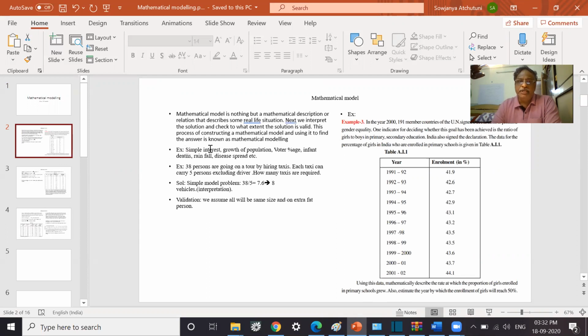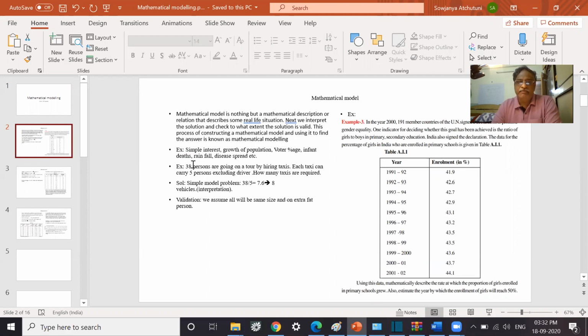Let us say, suppose there is simple interest. If I deposit an amount in a bank, what is the interest it is earning? We know PRT, so simple interest is equal to PNR by 100. That is a mathematical relation. Like growth of population, voter percentage, infant deaths, rainfall, disease spread, etc. All these things, you can convert into a mathematical formulation and see how the future can be seen.